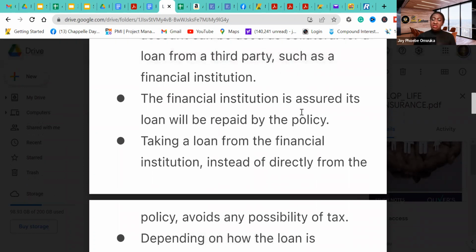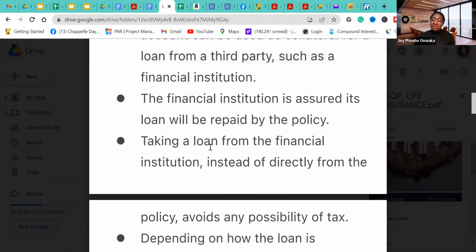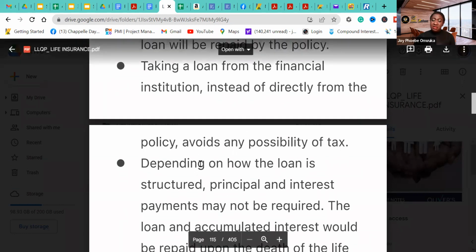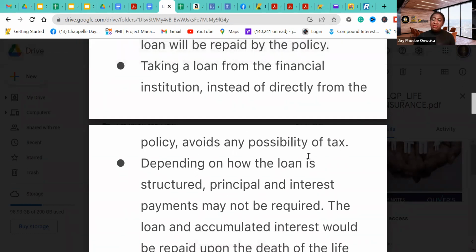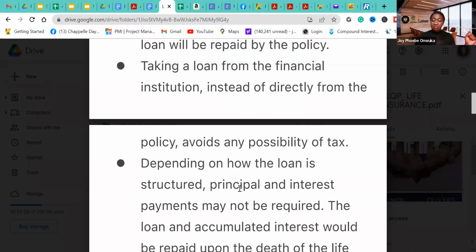The financial institution is assured its loan will be repaid by the policy. Taking a loan from the financial institution instead of directly from the policy avoids any possibility of tax. Okay. So in other words, policy loan and collateral loan is the best, because with collateral loan, you are not going to pay taxes.